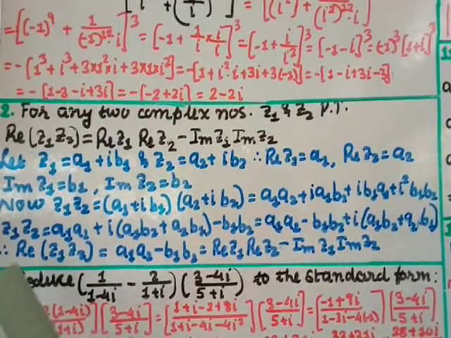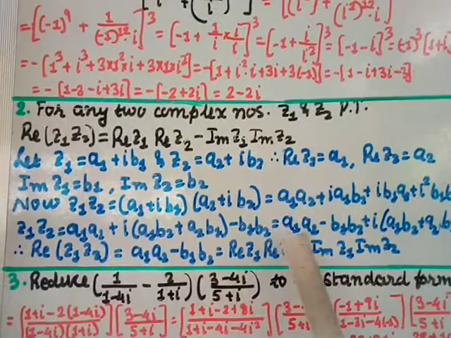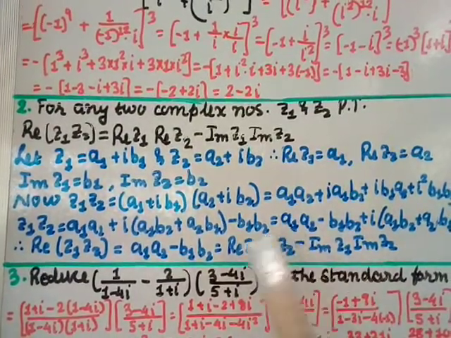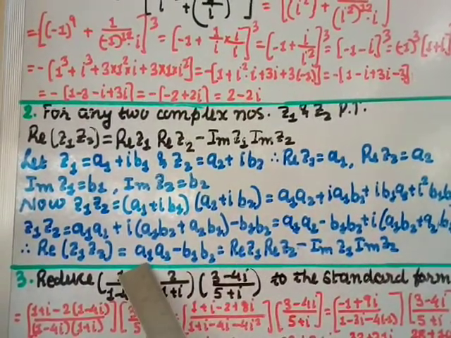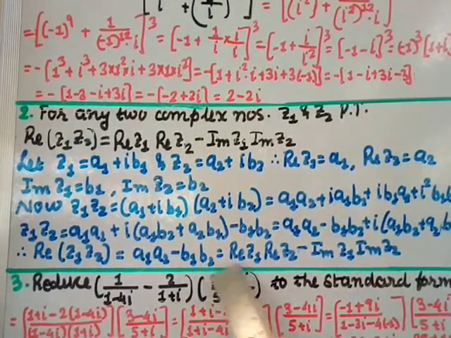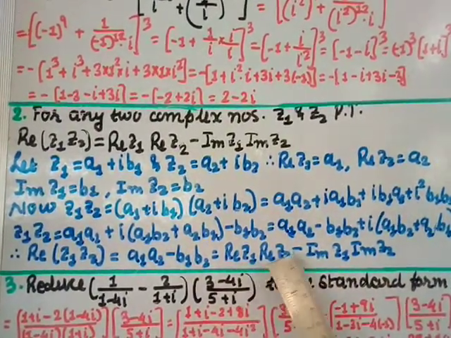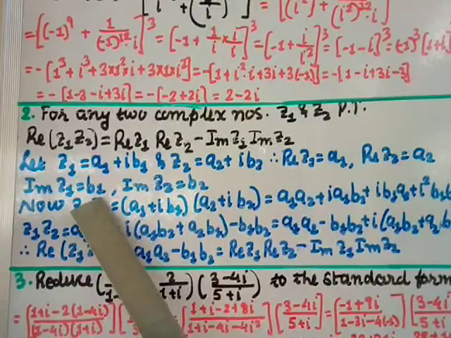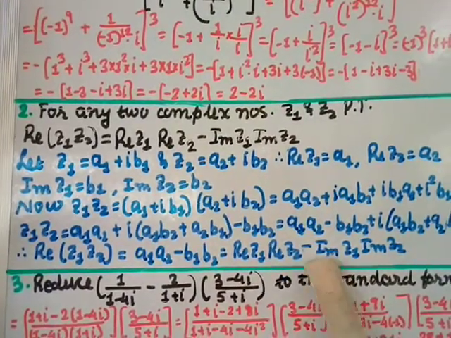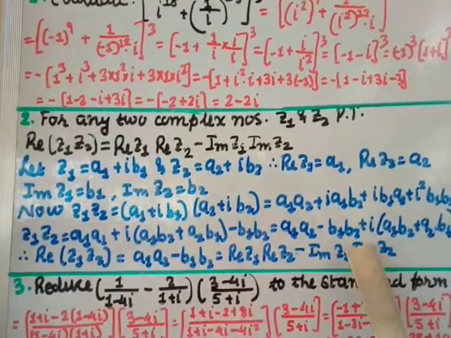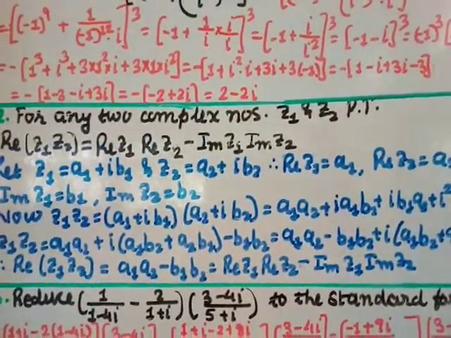Now let us compare the real of z1 z2. So this is the real of z1 z2, right? So a1 a2 minus b1 b2, but what is a1? a1 is real z1 and a2 is real z2, right? Minus b1, what is b1? Real imaginary z1 into b2, b2 is imaginary z2. So that is what they have asked us to prove, so hence proved.